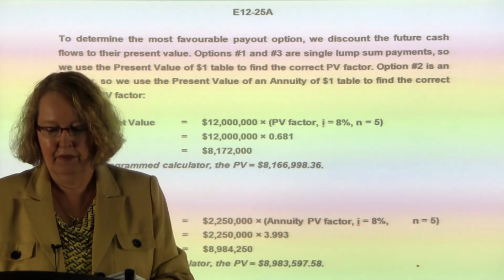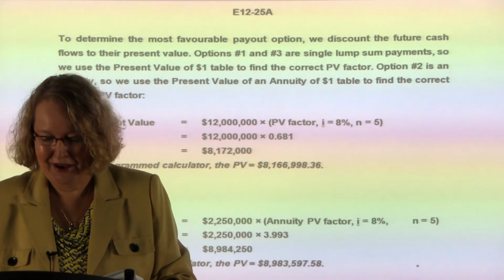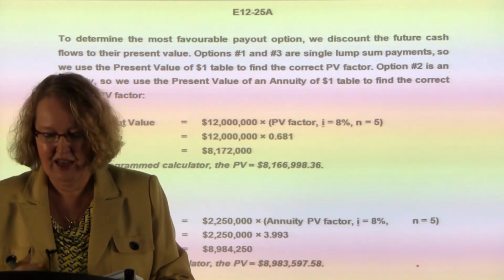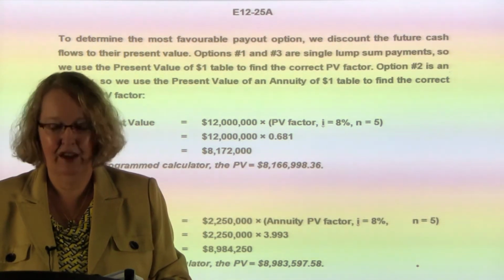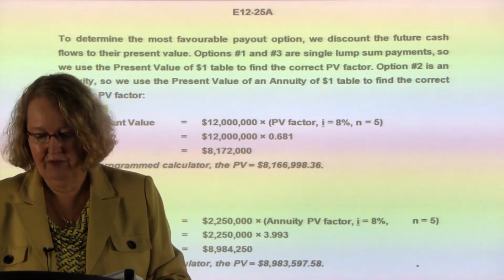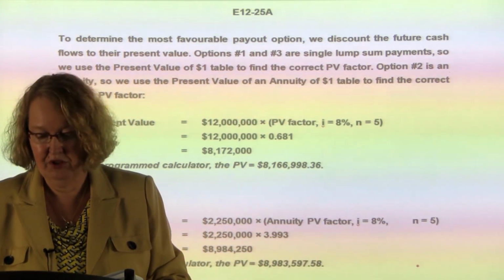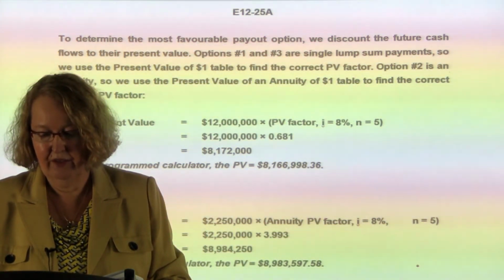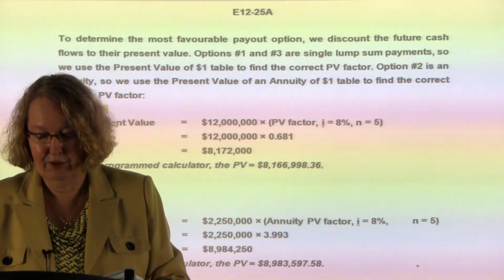So this problem is actually probably a good problem to have. In this situation, a lottery winner has three options to take their lottery winnings. Option 1, take 12 million 5 years from now. Option 2, 2.25 million at the end of each year for 5 years, or take 10 million 3 years from now.